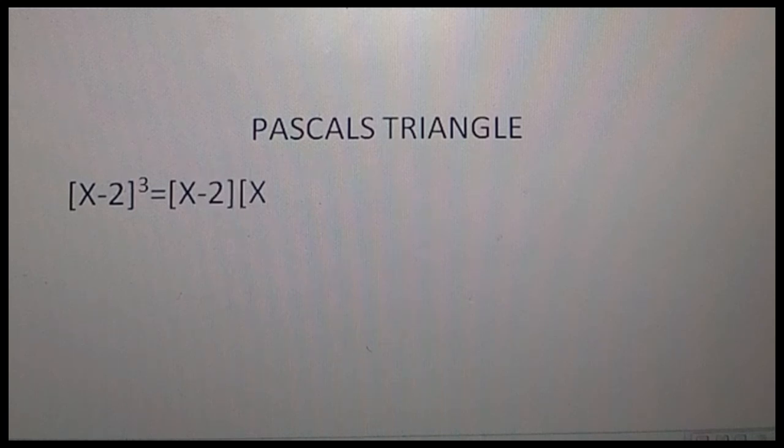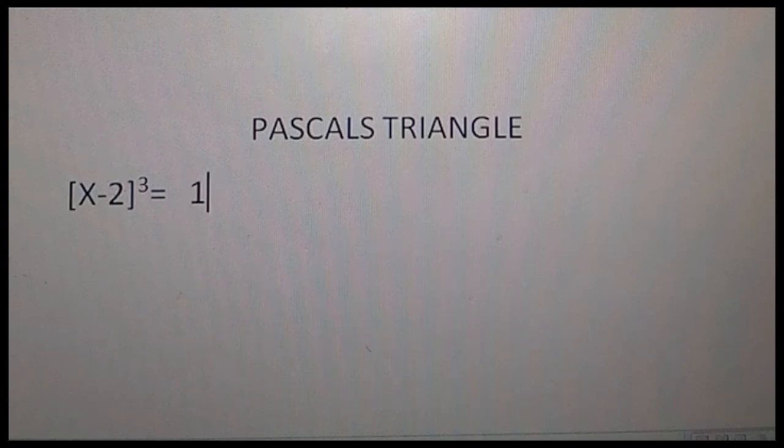so we can say (x - 2), and also (x - 2), and also (x - 2). But before then, let's use Pascal's triangle to solve the question, so that when we solve it using Pascal's triangle, we can come across this method in order to check whether we are correct or not. Okay, let's start with Pascal's triangle.